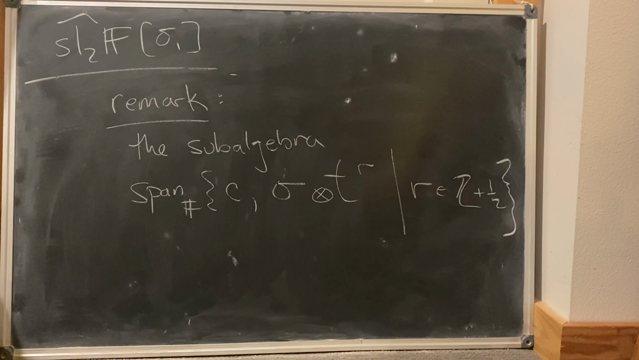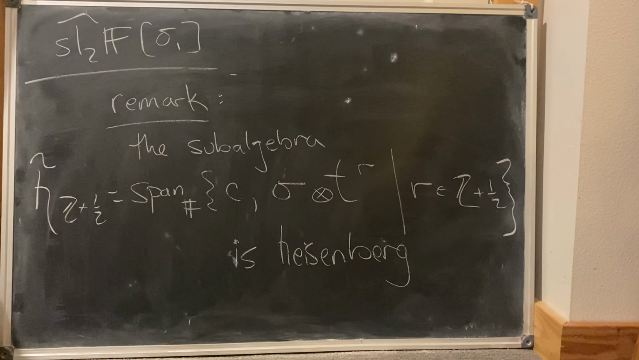We close with a final remark. Just like the other cases, the sigma 1 twisted affine Lie algebra has a subalgebra spanned by C and sigma with formal powers of t. In this case, of course, they are half integral powers. This is essentially the Heisenberg algebra H sub Z plus 1/2 studied in Chapter 1. Importantly, this is a different Heisenberg subalgebra than is present in either the sigma 3 twisted case or the untwisted case, again, owing to the odd nature of sigma under the sigma 1 involution.